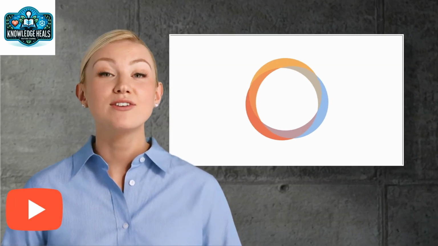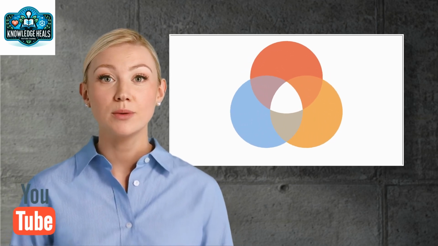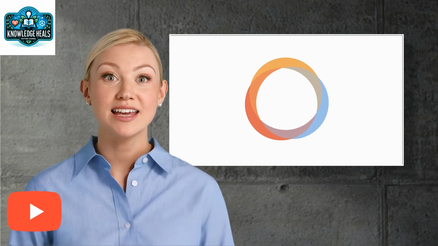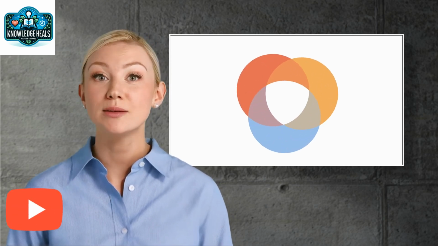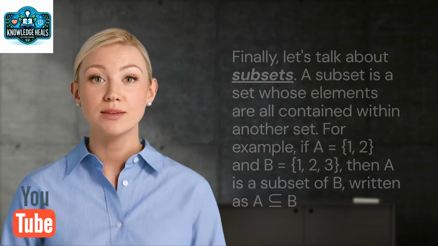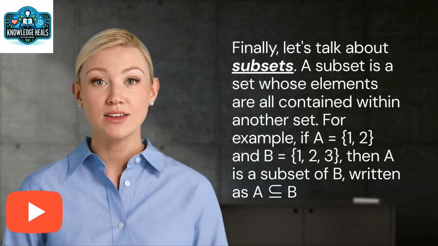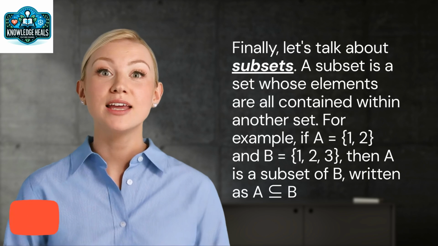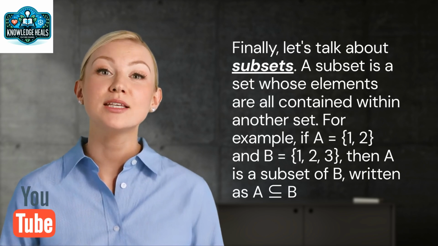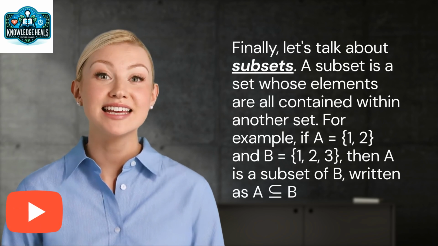Venn diagrams are a great visual tool to represent sets and their relationships. For example, the union, intersection, and differences of sets can be visually depicted using overlapping circles. Finally, let's talk about subsets. A subset is a set whose elements are all contained within another set. For example, if A = {1, 2} and B = {1, 2, 3}, then A is a subset of B, written as A ⊆ B.